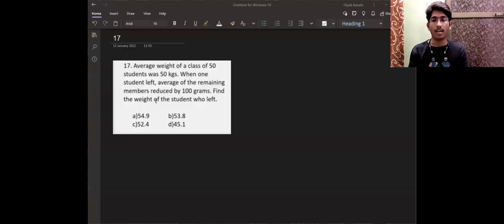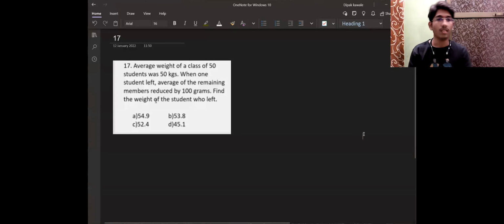Can you tell me now, if average weight of a class of 50 students is 50 kgs, what is the total weight of the class? That means the sum of all the weight of all 50 students, what is it? 2500. So this thing we have done. First we have to find the data.